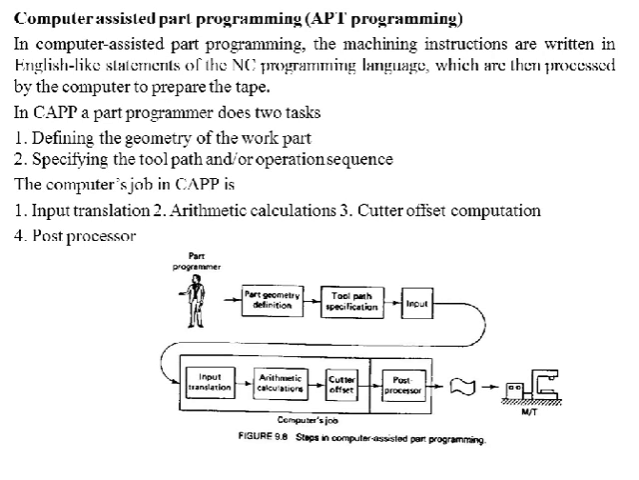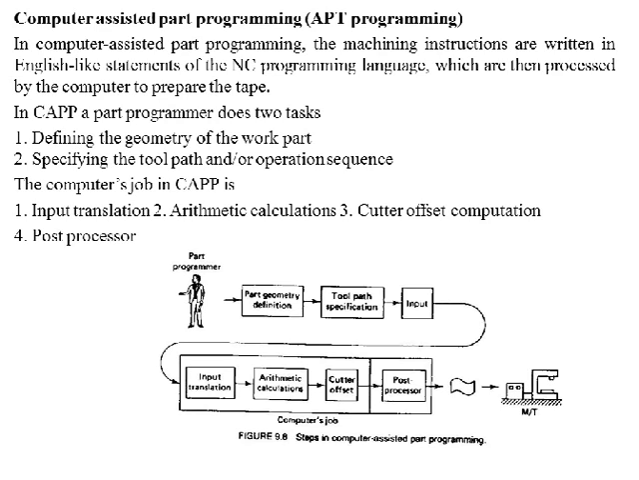Coming to the next topic, that is computer assisted part programming. So till now we have discussed the manual part programming. Now we shall discuss computer assisted part programming. Computer assisted part programming is always done using APT, the automatically programmed tool method.